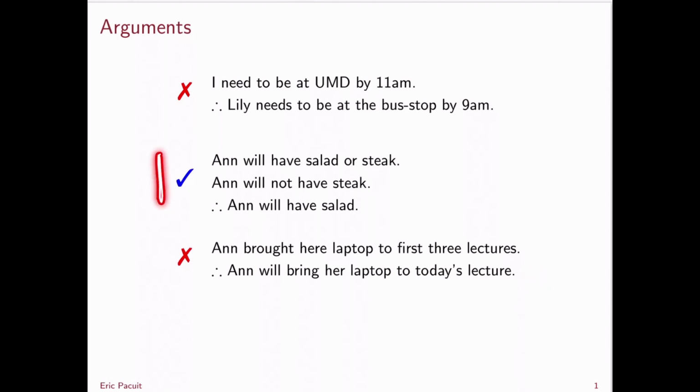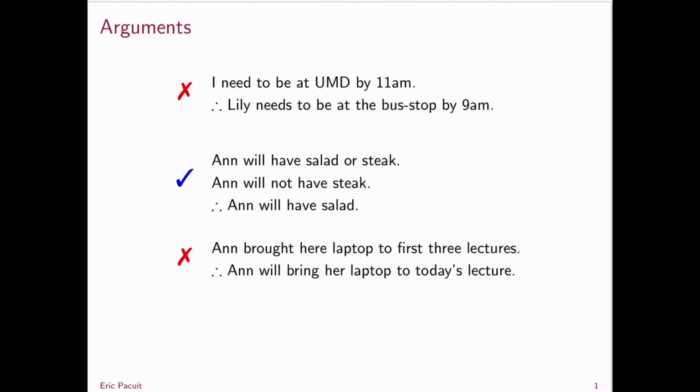However, argument 2, on the other hand, is in fact valid. It's impossible that both premises are true, and yet the conclusion is false. If it's true that Anne will have salad or steak, and it's also true that Anne will not have steak, then it must be true that Anne will have salad.